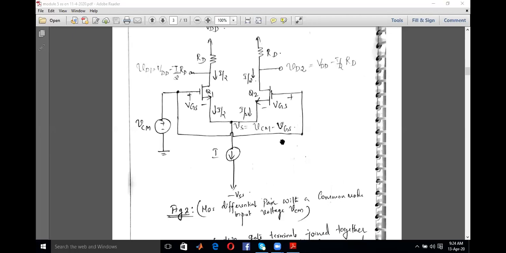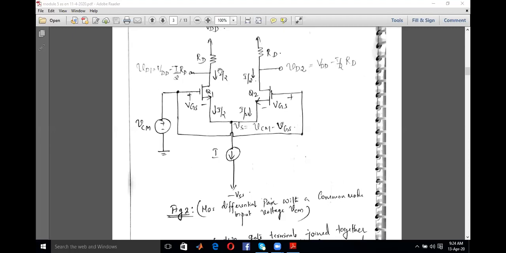Suppose that the two transistors are having the same current I1 and I2, and the total current is I, then the individual currents will obviously be I by 2 and I by 2. So I have shown here I by 2. Okay, then what about this value?